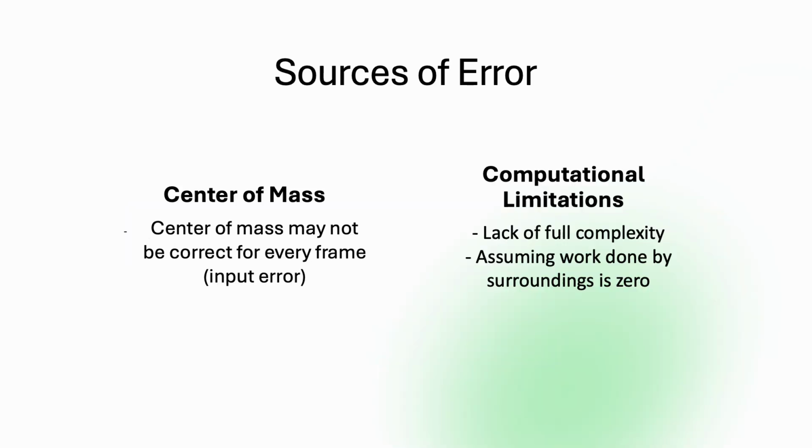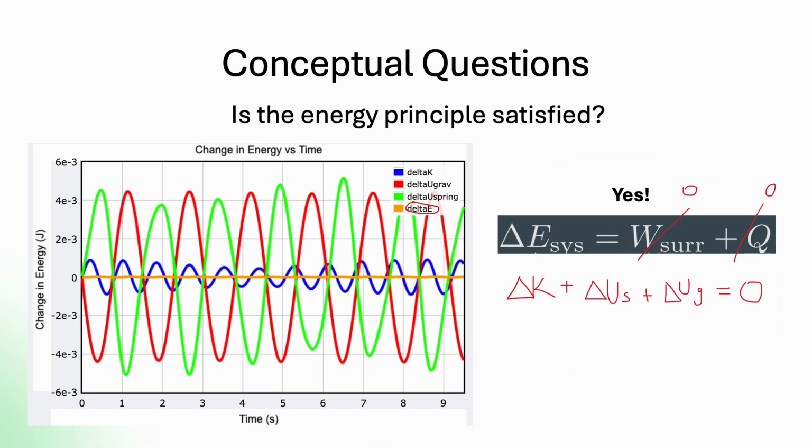And so to discuss these results, some sources of error may have been that the center of mass was not correct for every frame. There was over 100 frames, so it is very difficult to get a proper center of mass for each one. Also, because we're using a computational model, it does lack some of the full complexity of the system in a real-world sense, and we're assuming that the work done by surroundings is zero, but in reality this is not true. So to answer some conceptual questions, was the energy principle satisfied?